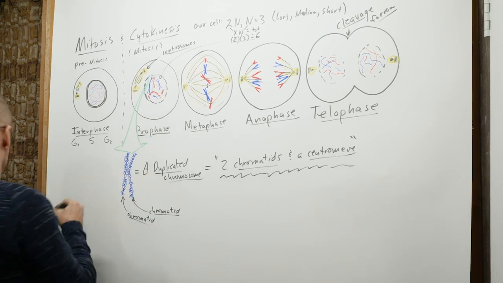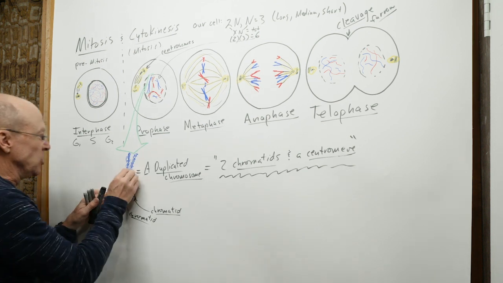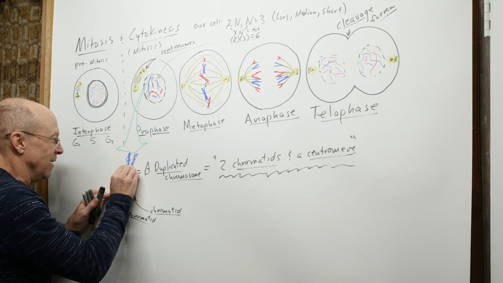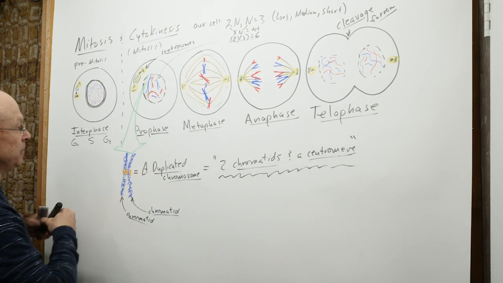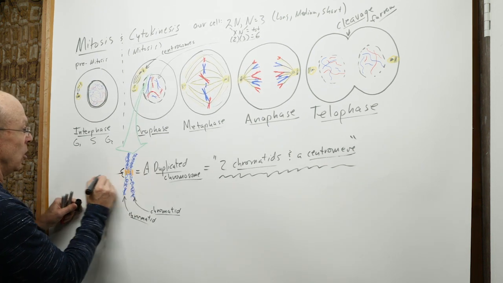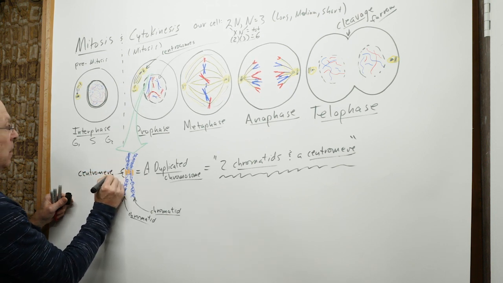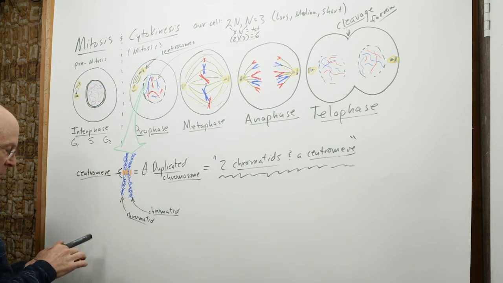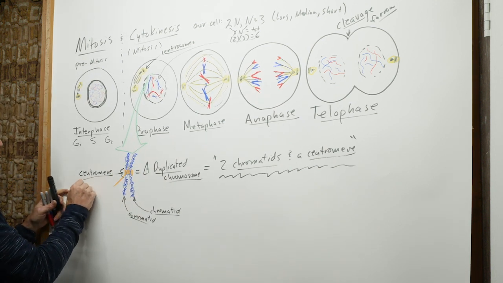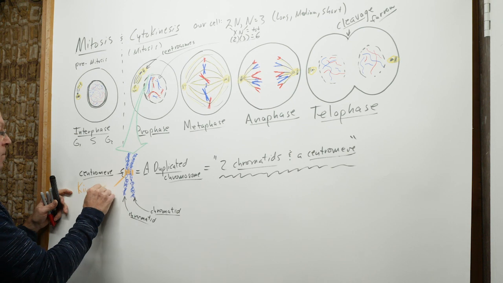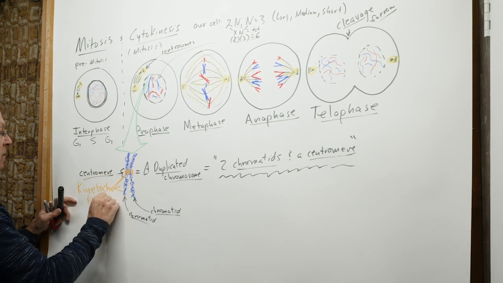And then this particular area here, I'm going to get out another color. I'm going to throw some orange structures in here. So this orange bit right here, this area right here is called our centromere. And I'm drawing some proteins here. These are called kinetochore proteins.